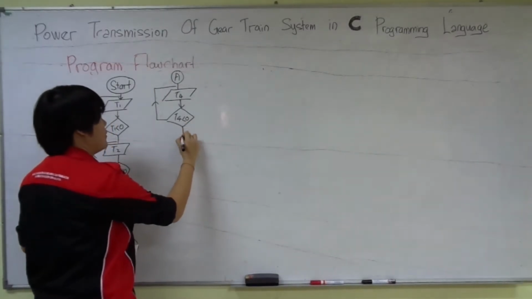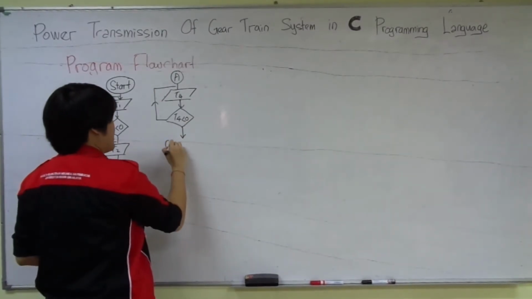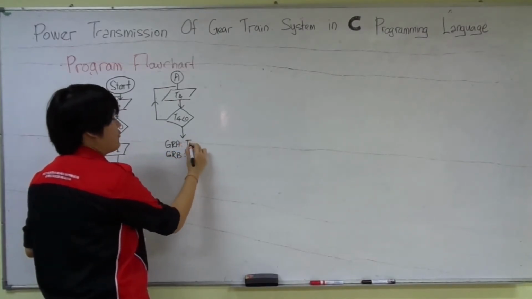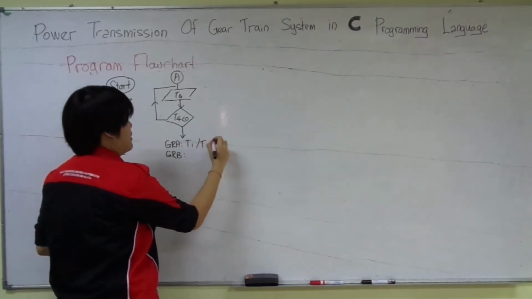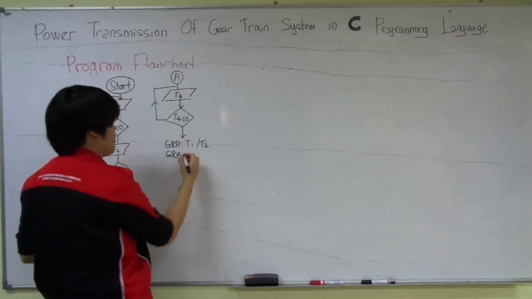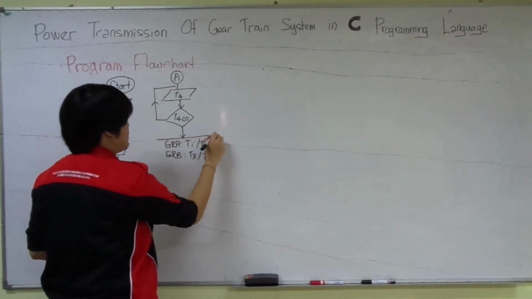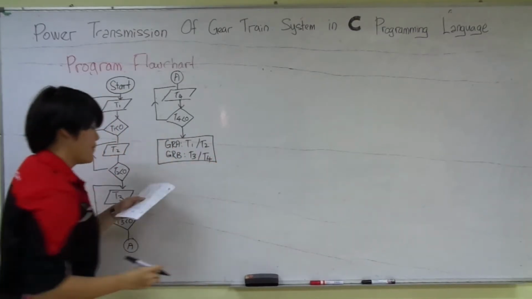Next, the calculation moves on to determine the gear ratios, which I have defined in my program as GRA and GRB. GRA is the ratio of the number of teeth in gear number 1 over the number of teeth in gear number 2, whereas GRB stands for the ratio of the number of teeth in gear number 3 over gear number 4. So this is the calculation for gear ratios.